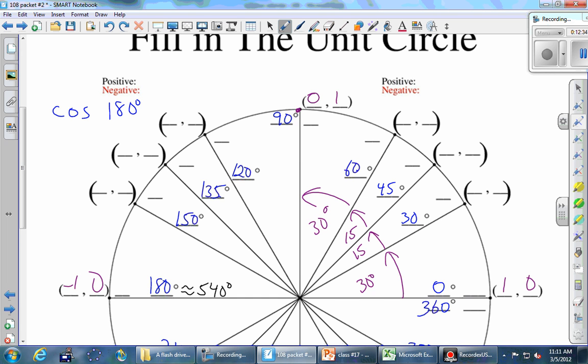It'll be good. So the cosine, it's the x. You just got to find the 180-degree angle. That's this guy pointing straight left. Then you grab the x coordinate of that point on the circle. What is the x coordinate? It's -1. The cosine of 180 degrees is -1.